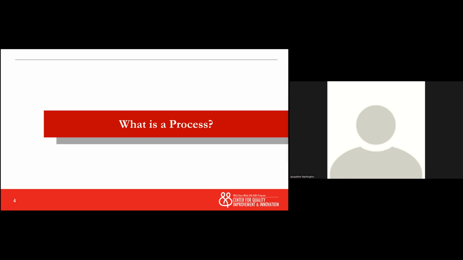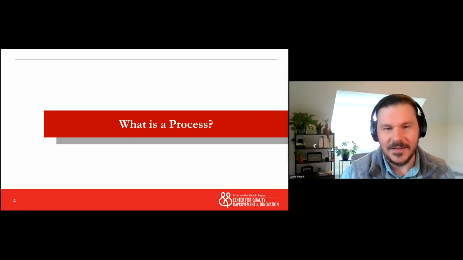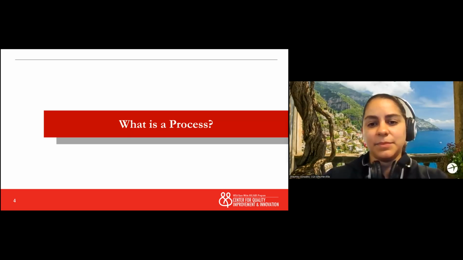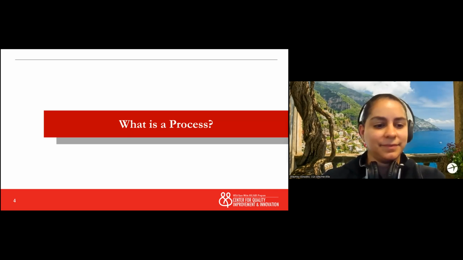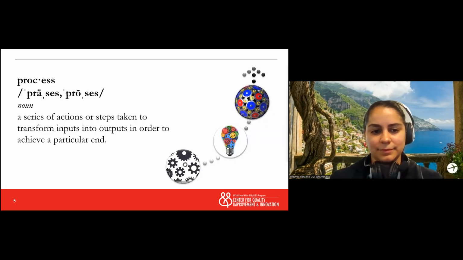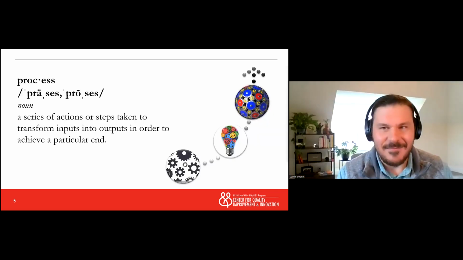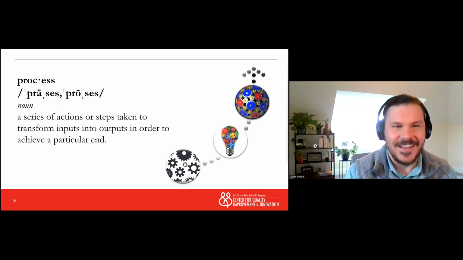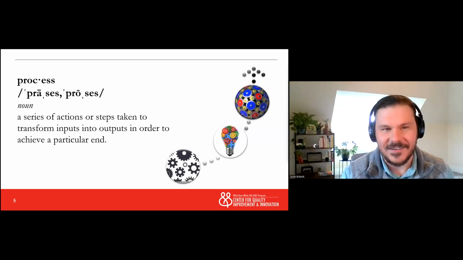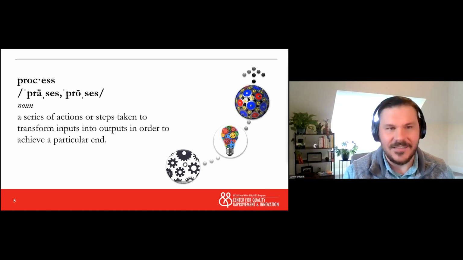A systematic way to get an outcome. A systematic way to get an outcome. Great. Anika said steps to make something happen. Great. Perfect. So between those two definitions, you covered it, right? A series of actions or steps taken to transform inputs to achieve a particular end, a goal, an outcome.